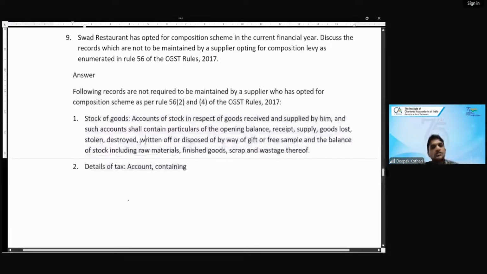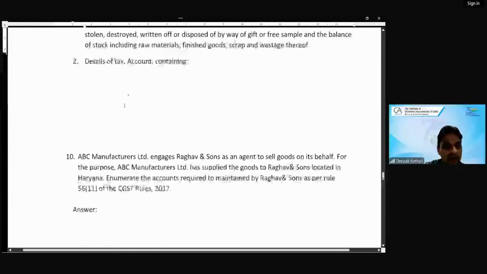No problem. The following records are not required to be maintained by a supplier who has opted for the composition scheme. One is stock of goods, wherein an account of stock in respect of goods received and supplied by him, and such accounts shall contain particulars of opening balance, receipt, supply, goods lost, stolen, destroyed, written off, or disposed of by way of gift or free sample, and the balance. This is not required to be maintained.